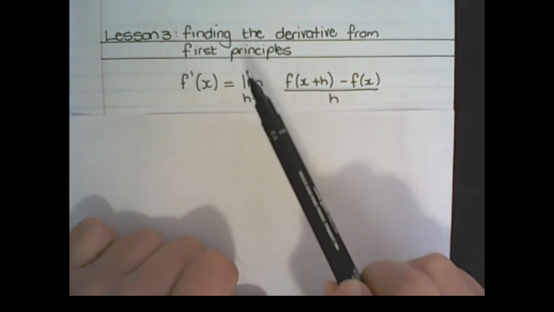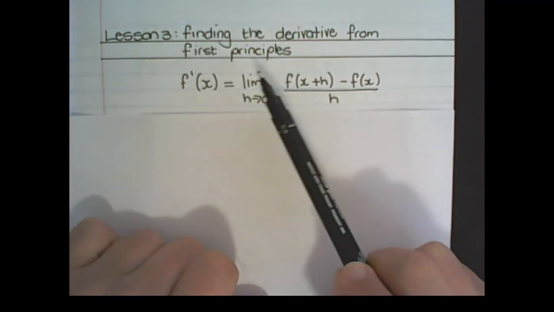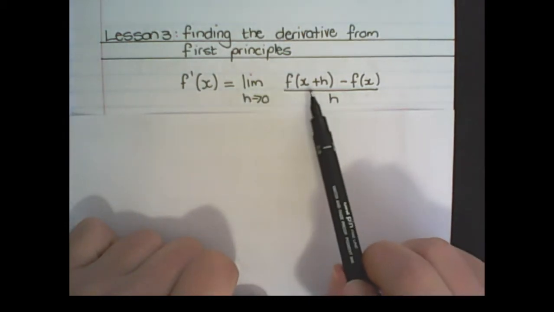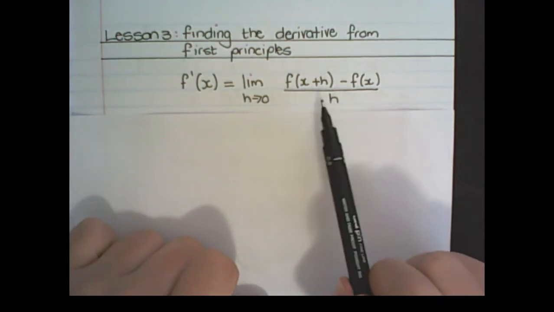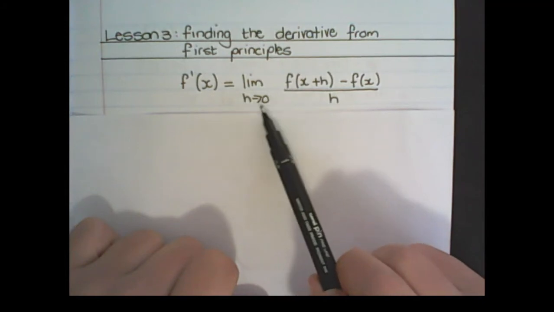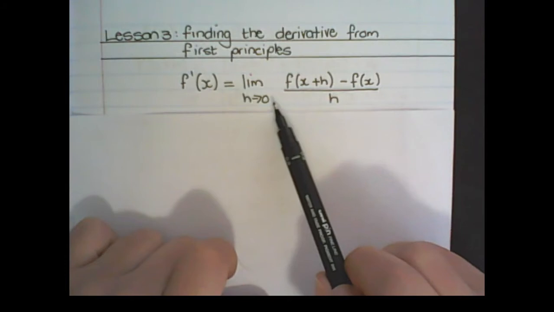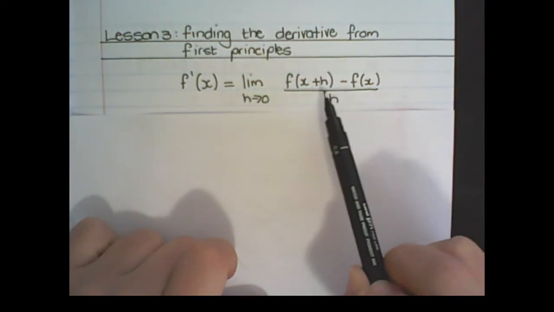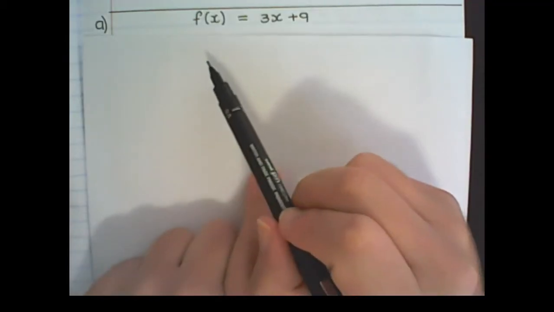From first principles means we are going to use this format. We're going to limit h towards 0. In the previous lesson, we learned that h represents the distance between 2 points, and we are gradually making that distance smaller or tending to 0. We also learned that we cannot substitute 0 directly into the expression because we are not allowed to divide by 0 in the derivative. Here's our first example.